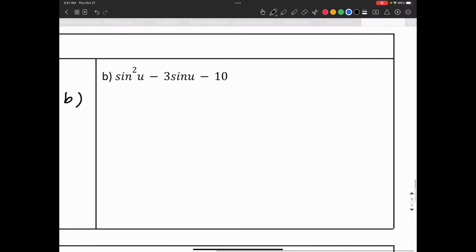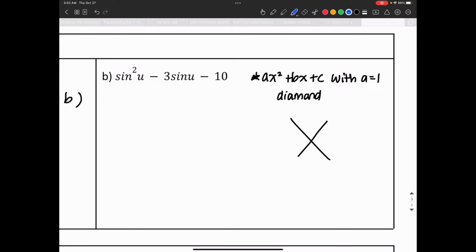For b, I have sine squared of u minus 3 sine of u minus 10. And I know that this is ax squared plus bx plus c form, with a being equal to 1. If I see that, then I know that I can use the diamond method. I need two numbers that multiply to negative 10 and add up to the coefficient here, negative 3. And those two numbers are negative 5 and positive 2.